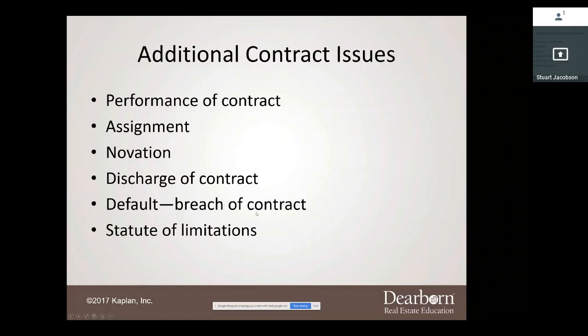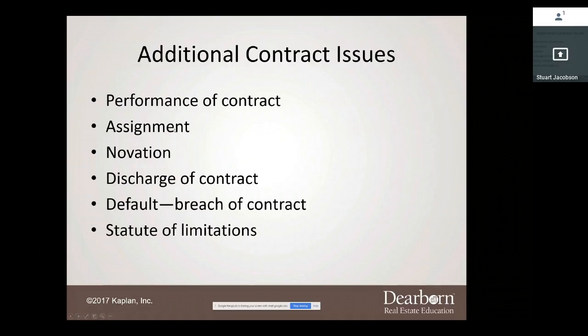Default or breach of a contract is when someone is not performing a contract. So a tenant not paying is a breach of a lease. If you're not willing to sell your home and you're in contract to sell it, that's a breach of a contract. But let's talk about these two, because people usually don't fully understand them. First one is assignment.